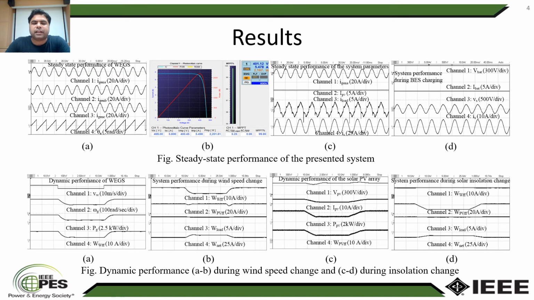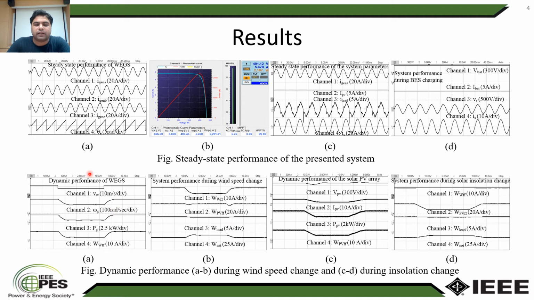The steady state and dynamic performance is shown in this slide. Here we can see that the steady state currents are found to be sinusoidal. An excellent tracking of MPPT is shown in this figure with a tracking efficiency of 99.8%. Here in figure C, we can see that the load currents are non-sinusoidal, still the grid currents are sinusoidal. This has been possible with the implementation of the FA-DSOGI based control structure. Here the battery charging is shown, and we can see that the grid current and voltage are in phase and the battery is charging.